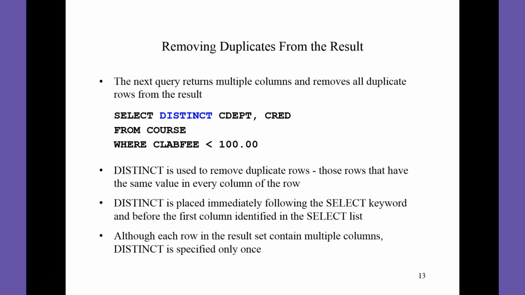Here we present the modified version of the previous query, showing the correct use of the distinct keyword. The effect of that keyword is that those rows that contain the same value in C department and credit will be considered duplicates, and only 1 instance of that row will be preserved in the output.